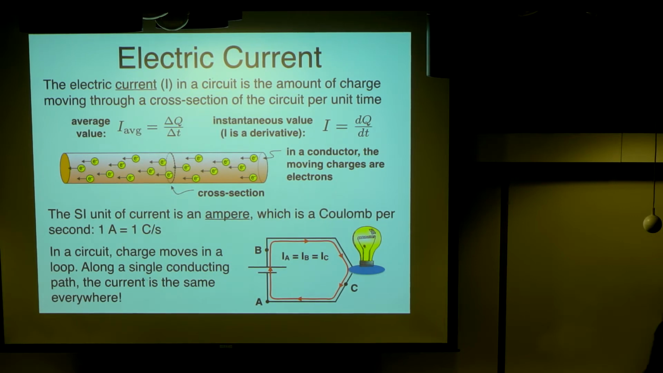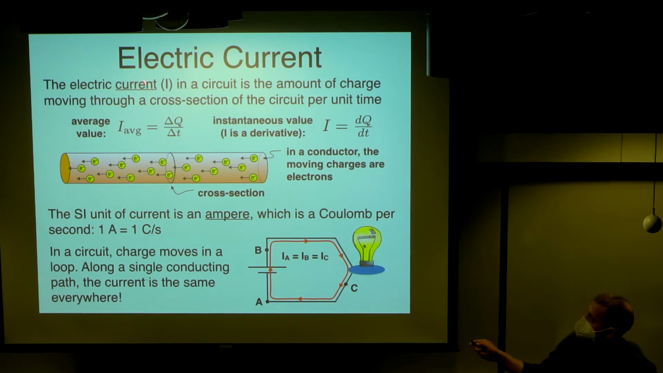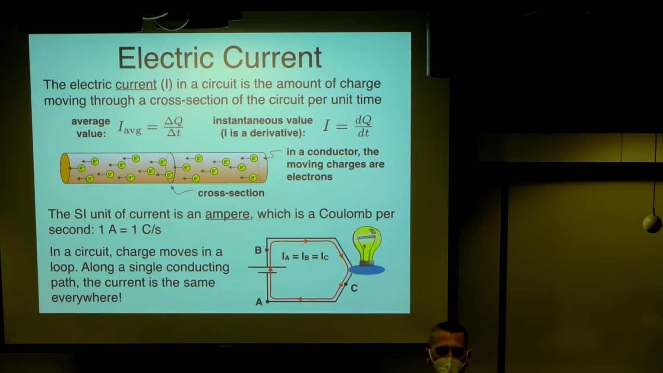All right. So let's talk about electric current then. Let's define what this is. In a rough sense, electric current just refers to the motion of charge through a circuit. But in particular, electric current, given by capital I, is the amount of charge per unit time that's moving through some cross section of your circuit.